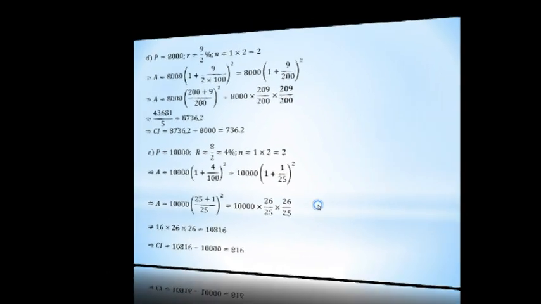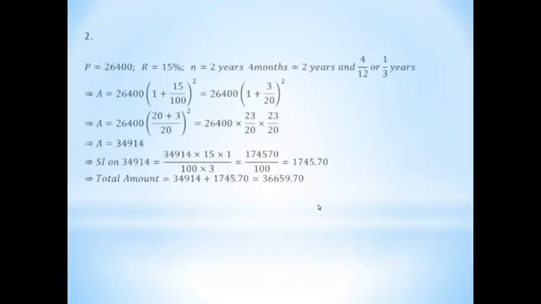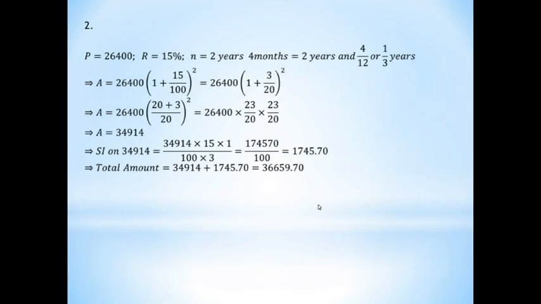Okay, the next question is question number 2. It was given that the principal is 26,400 and the rate is 15%. Then the time given is 2 years and 4 months. 2 years is taken as a whole. Then 4 months. In 1 year there are 12 months. So 4 months means 4 by 12. After simplifying with 4, this is 1, and with 4, this is 3. So we can take it as 2 years and 1 by 3.